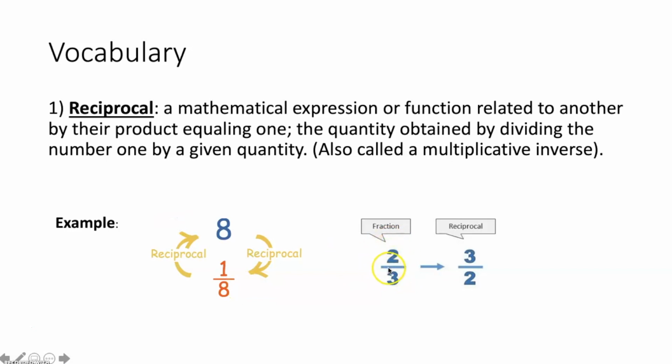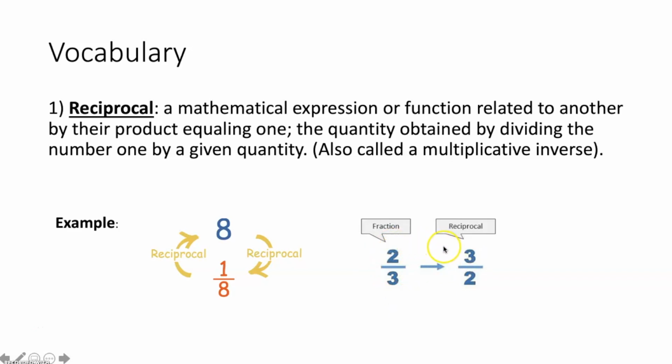Same thing here. If I have 2/3 and I want to find the reciprocal of 2/3, I just take 1 and divide it by 2/3, and I end up with 3/2. Similarly, if I have 3/2 and I want to find the reciprocal of 3/2, I take 1, divide it by 3/2, and I end up getting 2/3. That's why these are reciprocals of one another.